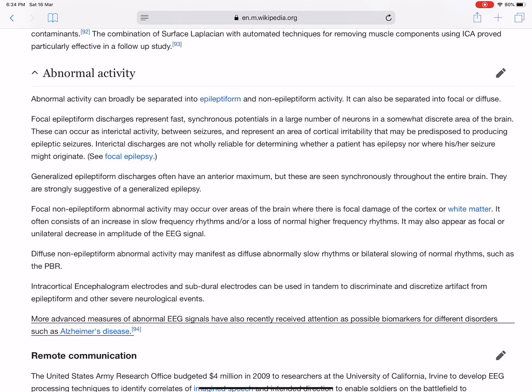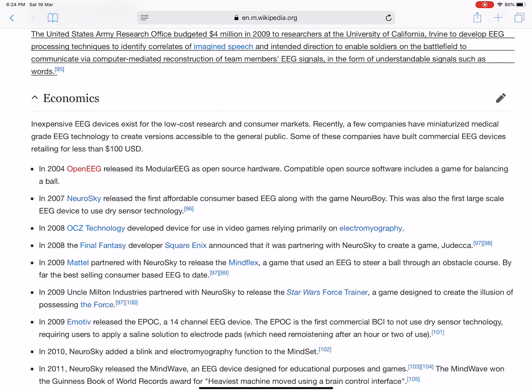Remote communication. The United States Army Research Office budgeted $1 million in 2009 to researchers at the University of California, Irvine to develop EEG processing techniques to identify correlates of imagined speech and intended direction to enable soldiers on the battlefield to communicate via computer-mediated reconstruction of team members' EEG signals, in the form of understandable signals such as words.